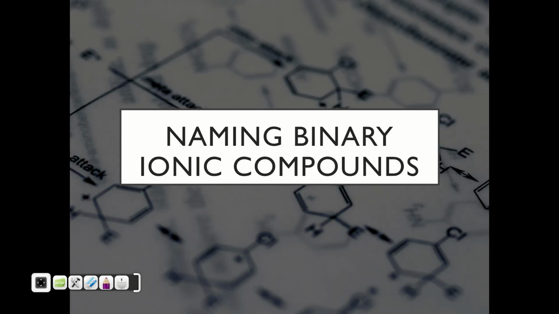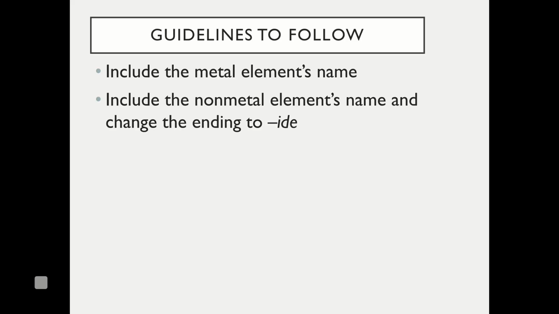All right. So that was name to formula. So what about formula back to name? The two things we need to understand here is the metal will always keep its name. So whatever you see, you're just going to write down that metal right off the periodic table. Hopefully you spell it right because you're looking at the periodic table.